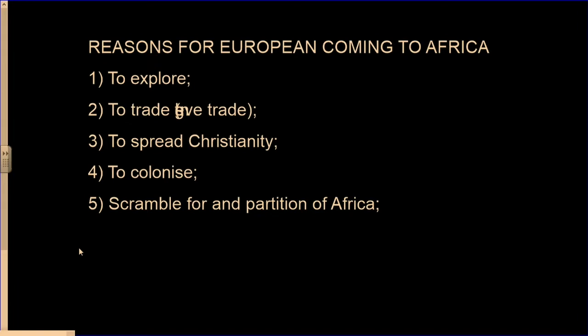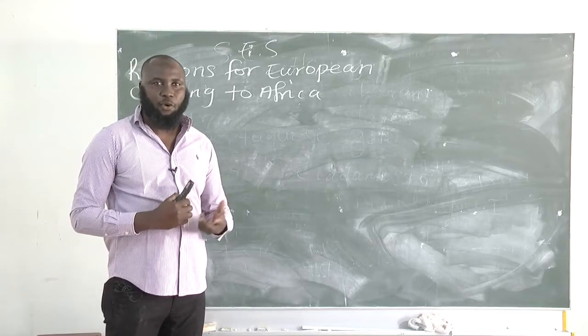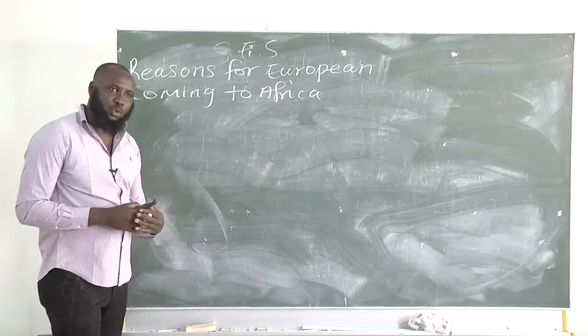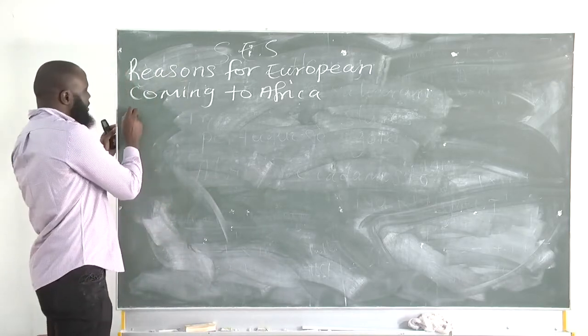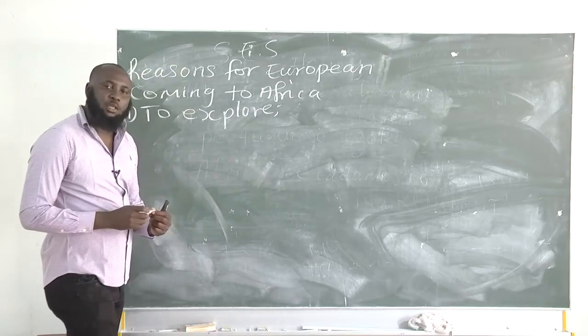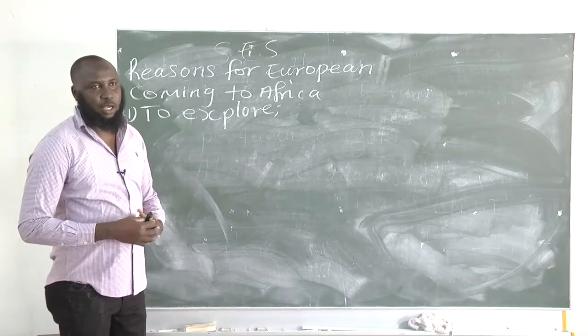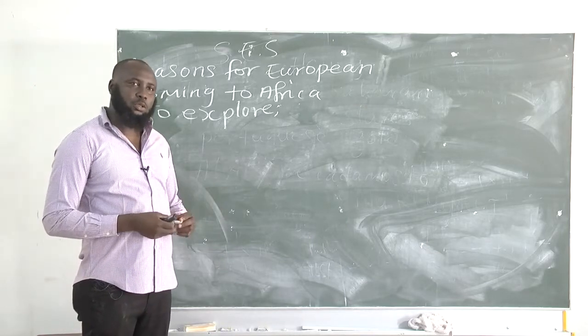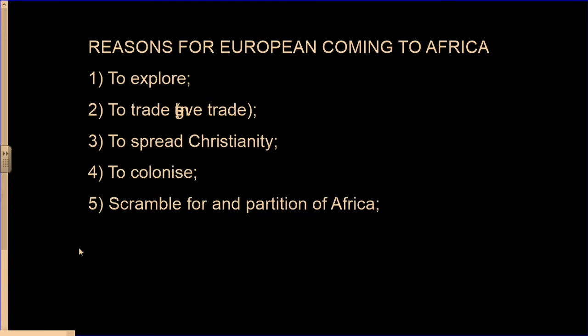Basically, there were 5 major reasons for Europeans coming to Africa. One of these reasons was to explore. To explore was one of the reasons for the coming of Europeans to Africa. This was to go through Africa in order to discover, that is, to know the unknown land of Africa. Because Africa was unknown to them. They did not know the continent.